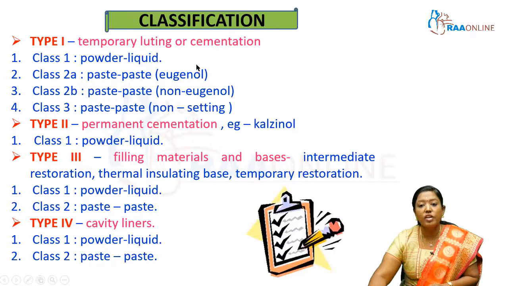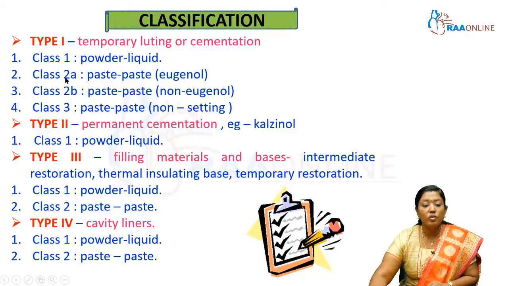Coming to the classification of zinc oxide eugenol, we have basically 4 different types: type 1, type 2, type 3 and type 4. Type 1 is a temporary luting or temporary cementation. This is used to lute or cement your temporary crowns, sometimes used to lute your FPDs for temporary purpose. So whatever crown or FPD you are going to lute for a temporary purpose, you can use your type 1 zinc oxide eugenol.